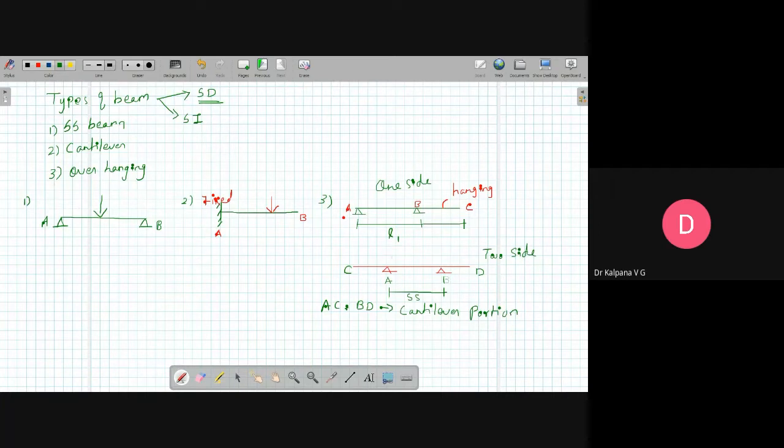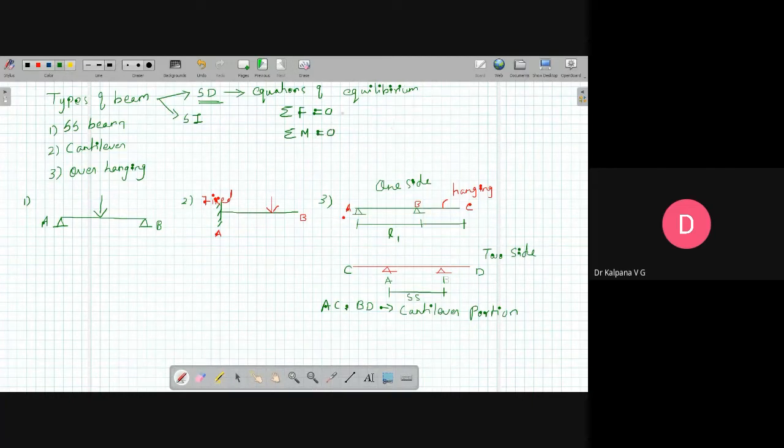So all these three come under statically determinate beam. What is a statically determinate beam? If the unknown reactions in the supports are able to be found out using equations of statics alone, or equations of equilibrium alone, then those beams come under statically determinate beams. The simply supported beam, cantilever beam and overhanging beam, all these three come under statically determinate beam, and the equations of equilibrium are sigma F equal to 0, sigma M equal to 0. These two are the equations of equilibrium.